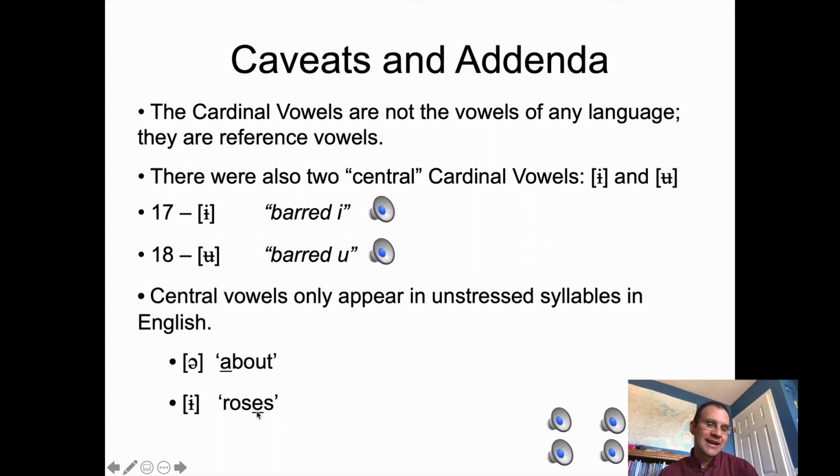But in roses, in this particular case, the unstressed syllable is the second one, and it's got a vowel in the middle, and then it's got an S right after it. Because it's closed like that, because you're producing a consonant right after the vowel, it turns out more like a barred I than a schwa. So about versus roses, that vowel.